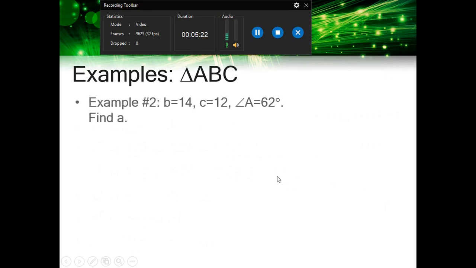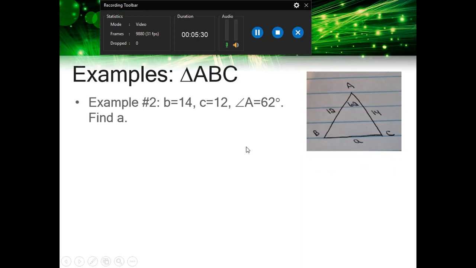In example 2, they give us pertinent information, but they did not draw a diagram. So I'm going to encourage you to do that before you start. So we have triangle A, B, and C. I was provided with side B, side C, and angle A, but they're asking me to find side A. So because that's what I'm looking for, I'm going to start my equation with A squared, and I'm going to end it with the cosine of A, which is 62.